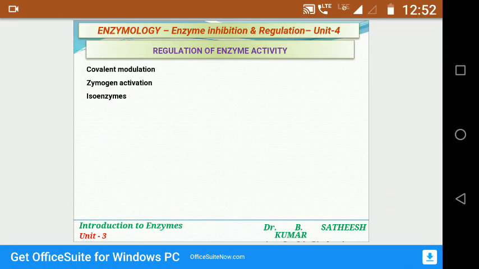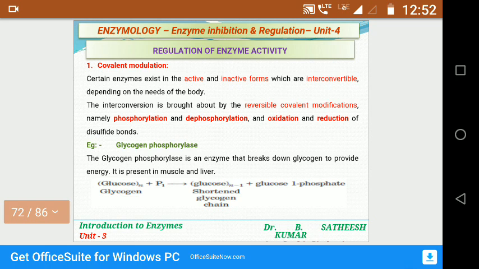And the next topic is regulation of enzyme activity. The enzyme activity can be regulated by three different mechanisms. First one is covalent modification, second one is zymogen activation, and third one is isoenzymes. Here, regulation of enzyme activity means the enzyme will be, like in the case of allosteric enzymes, in an active state and an inactive state. Based on the conditions, sometimes the enzyme must be switched off or inactivated, and sometimes the enzyme must be switched on or activated.